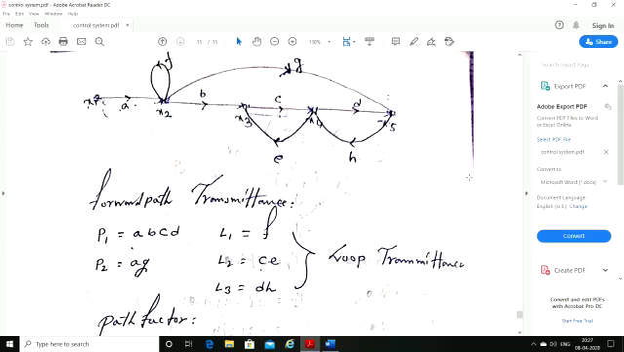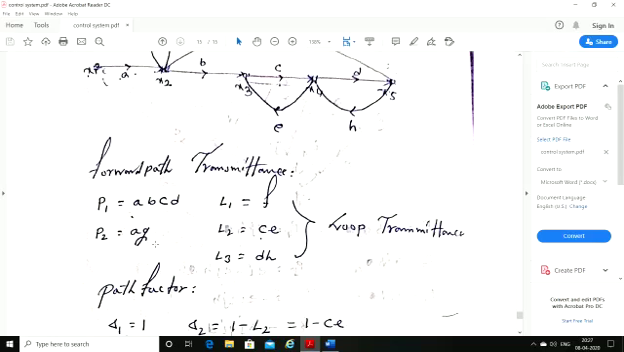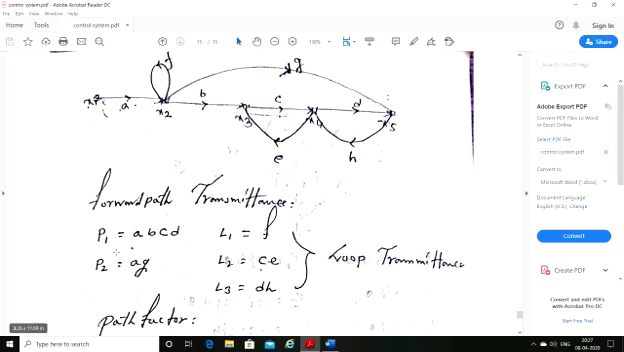Here we will go x1 to x5: x1 to x2, x2 to x3, x3 to x4, x4 to x5. These are one way. And we will also go x1 to x2, then x2 to x5. Okay, this is also a way. So we will say that the forward path is 2. P1 and P2 will be ABCD, and P2 is AG.